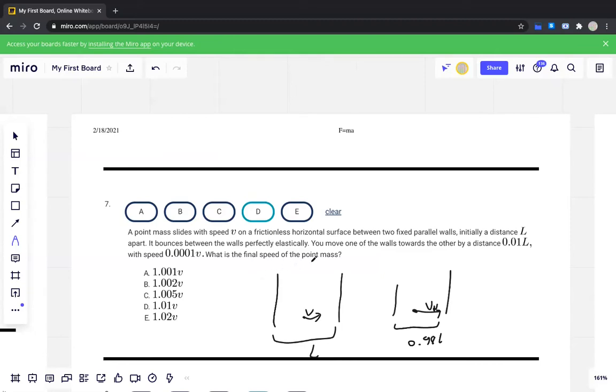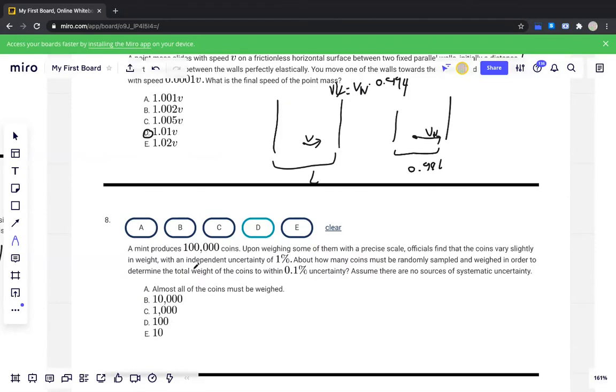And the nice thing about bouncing elastically is that the distance traveled by the point mass is going to be constant, or in other words, this means that the velocity times this distance is going to be equal to this new velocity vn times the smaller distance 0.99 L. And if we solve for vn, we get 1.01 v.